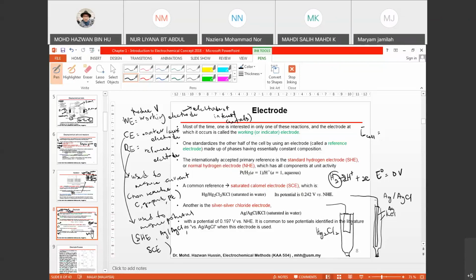Okay. So you have mercurous chloride. And this time, still the same thing. I think inside the electrode, you put KCl solution, saturated. It must be saturated, or the concentration is quite high. So what is the difference between silver chloride and SCE, saturated calomel?